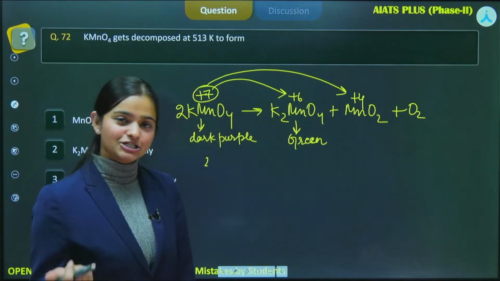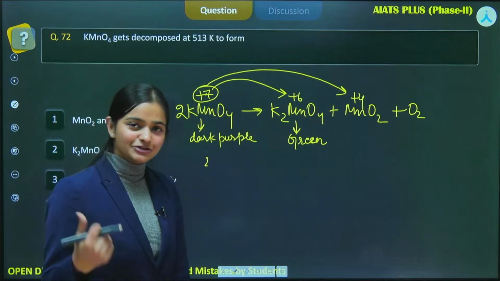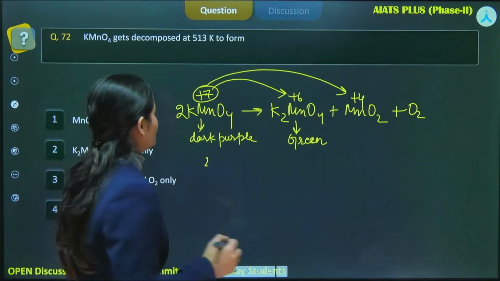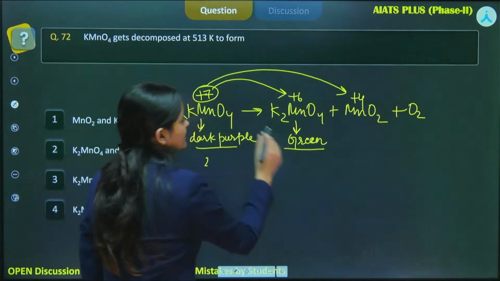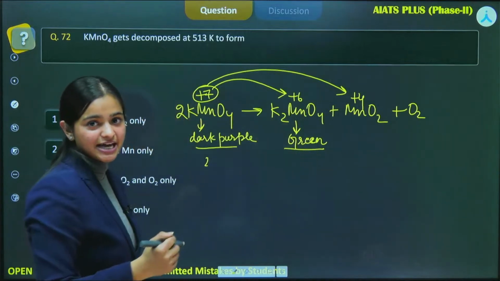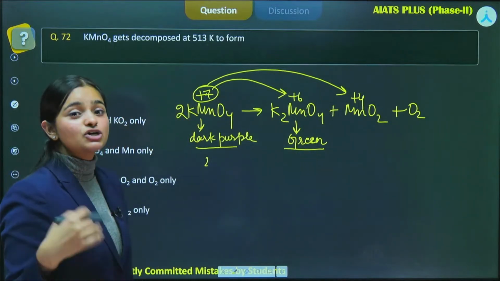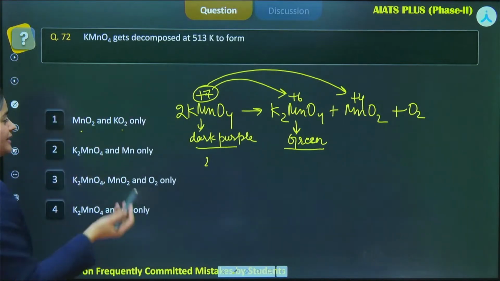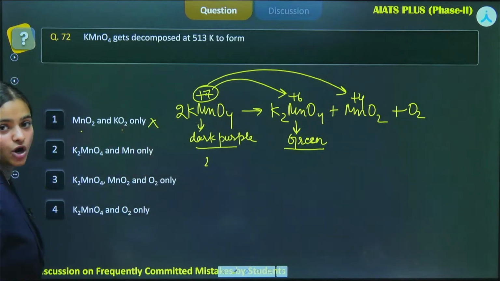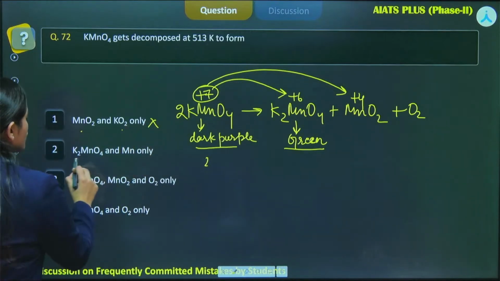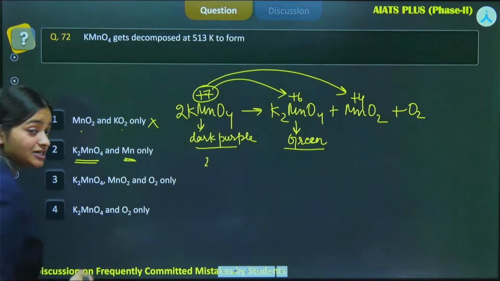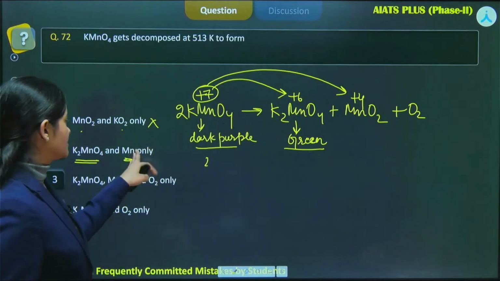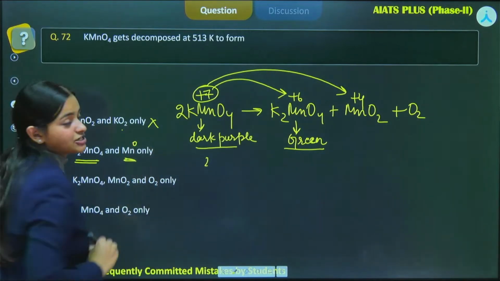Yeah, exactly, d0 and d1. Munazir Khan, you are very correct. So this is dark purple, and this is green in color. This is a very strong oxidizing agent and acts as a self-indicator. So the option with MnO2 and KO2 only is definitely wrong, as KO2 is not being formed, right? And if we talk about K2MnO4 and manganese only, it is not showing 0 oxidation state. Why?